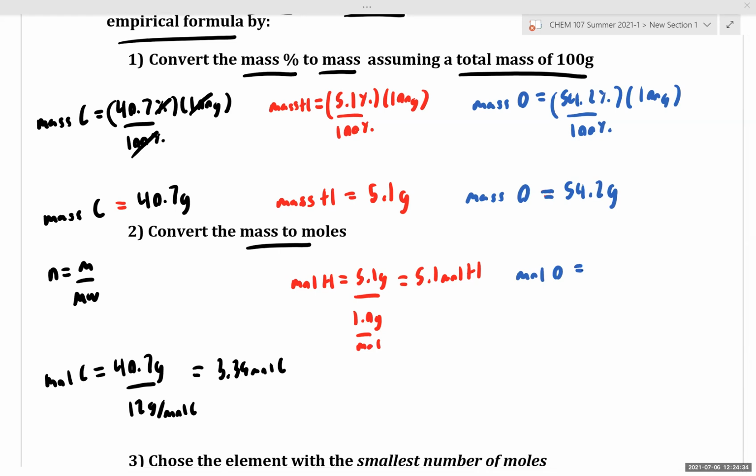Now, what about the moles of oxygen? How many moles of oxygen do we have? 3.39. Okay, and we obtain that by taking the mass of oxygen, which is 54.2 grams, over the molar mass of oxygen, which is 16 grams per mole. And that in turn gives us 3.39 moles of oxygen. Does this second step of the calculation make sense, where we've calculated the moles of each element?